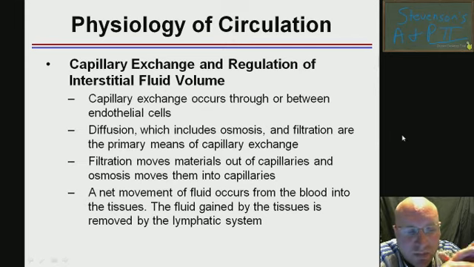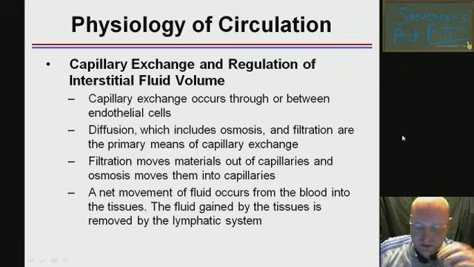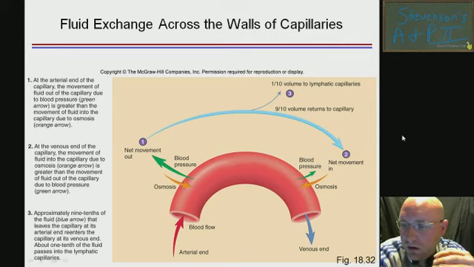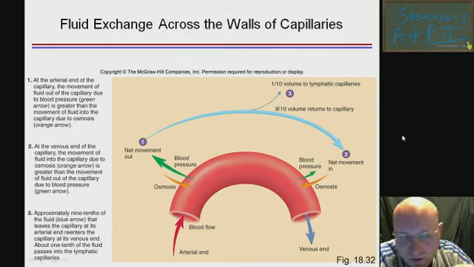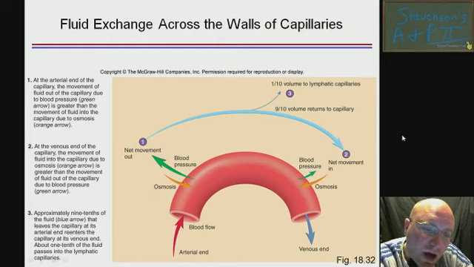There is a net movement of fluid from the blood into the tissues, and the fluid gained by these tissues is removed by the lymphatic system. Here we can see the diagram of the exchange of fluid across the walls of capillaries. Review these steps and be very prepared to answer questions about them. Remember, depending on the changes in osmolarity, fluid is going to go in, fluid is going to go out. So we have lots of things going on.